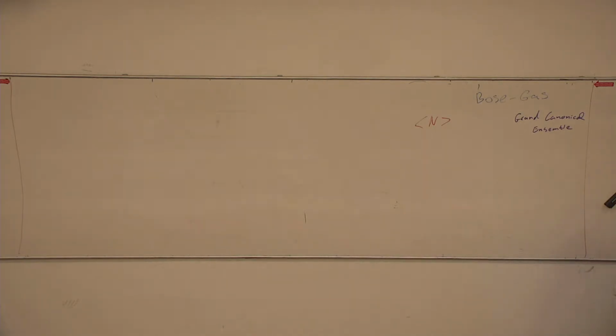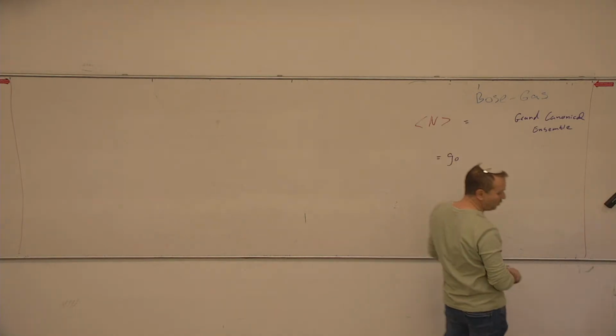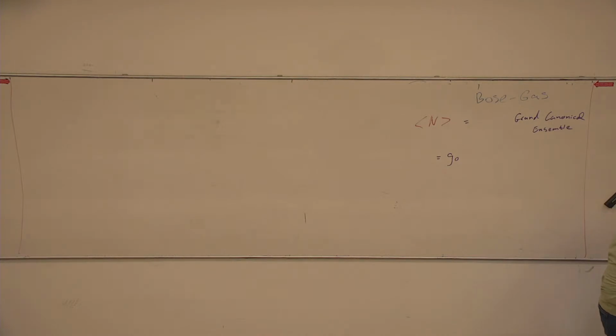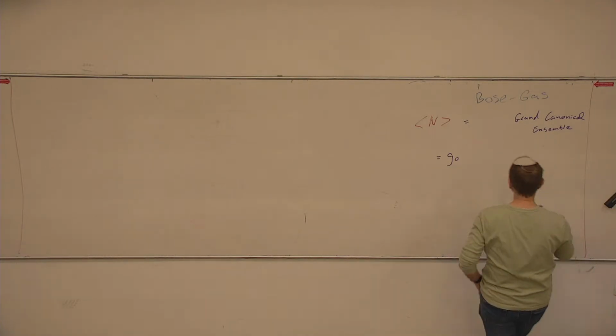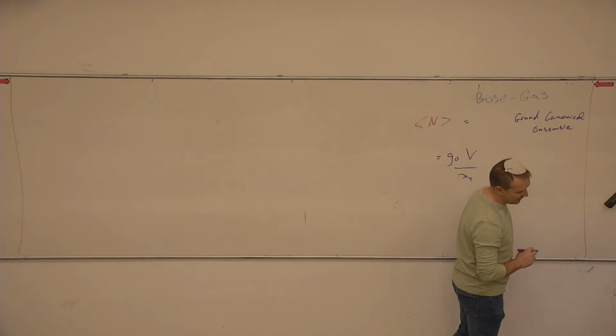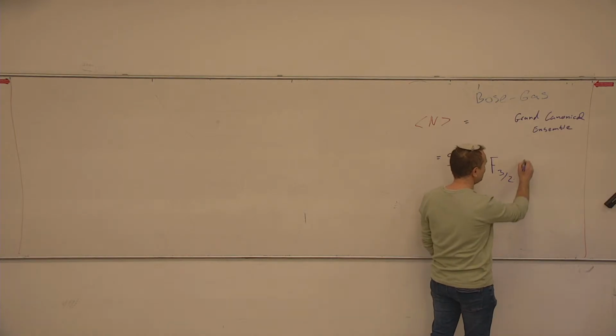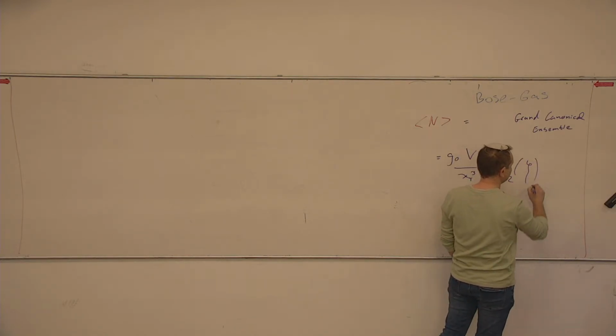For n, we obtained the following interesting result. n was G0, where G0 is our degeneracy, times V over lambda t to the power 3, and the polylogarithmic function of the fugacity.